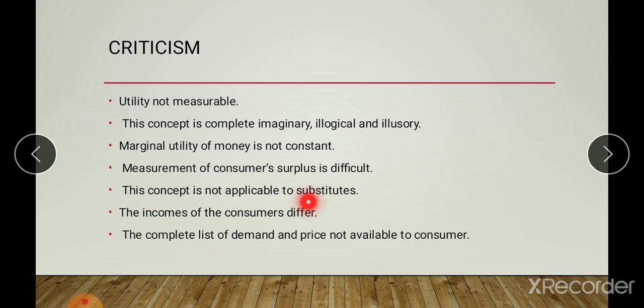This concept is not applicable to substitutes. While a substitute commodity is available in the market, it is so difficult to apply this theory. So it is not applicable to substitute goods available in the market. The income of the consumer differs. As you know, in real life, the income of a consumer is not constant. It differs from one person to another. And the complete list of demand and price is not available to the consumer. So the consumer has less knowledge about the market. So he doesn't have a complete list of demand and prices available in the market. So this is a criticism.